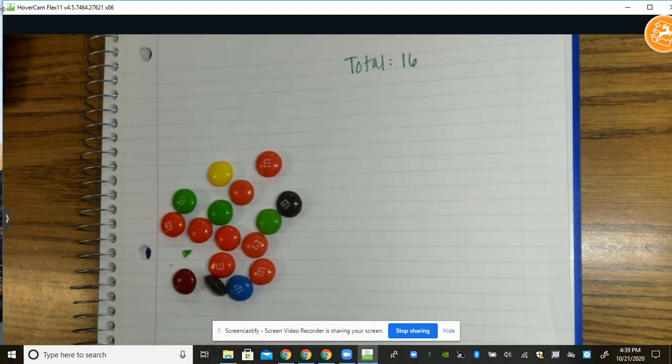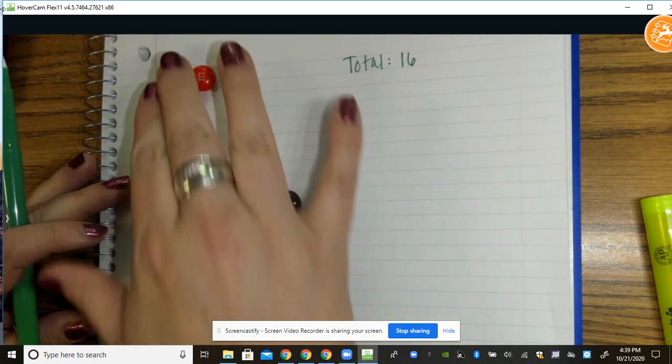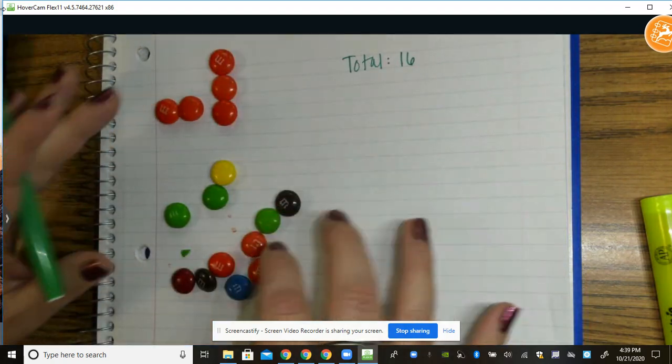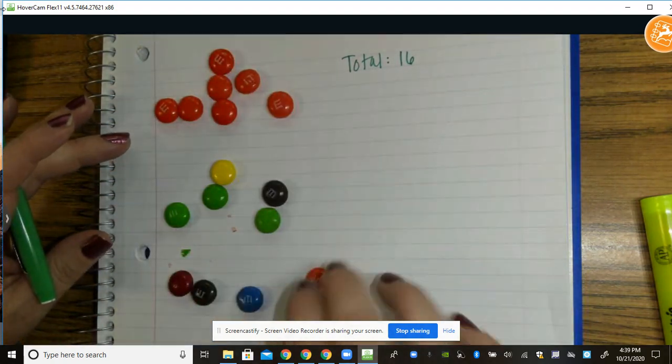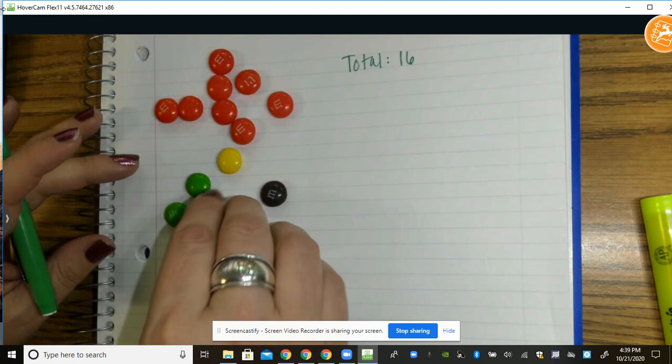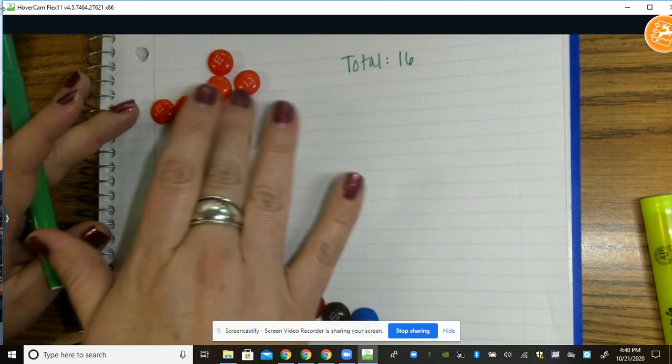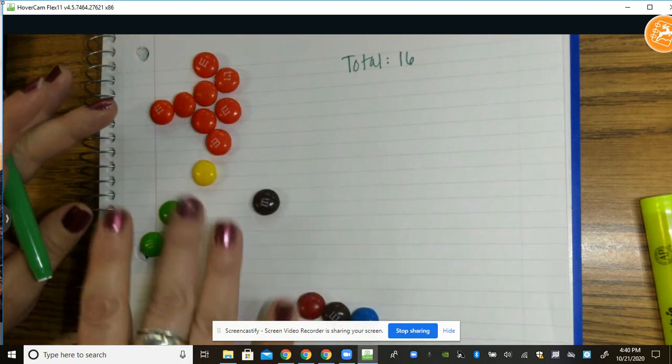Now, what I'm going to do is group them. I'm going to put all of them by color. And it looks like in this package, I got a lot of oranges. One moment. Yeah, a whole lot of oranges, it looks like.